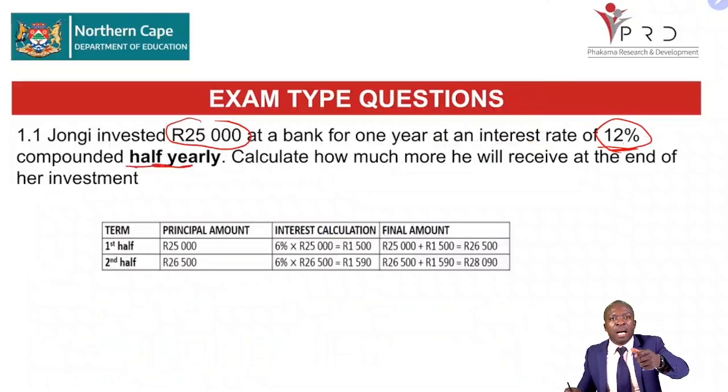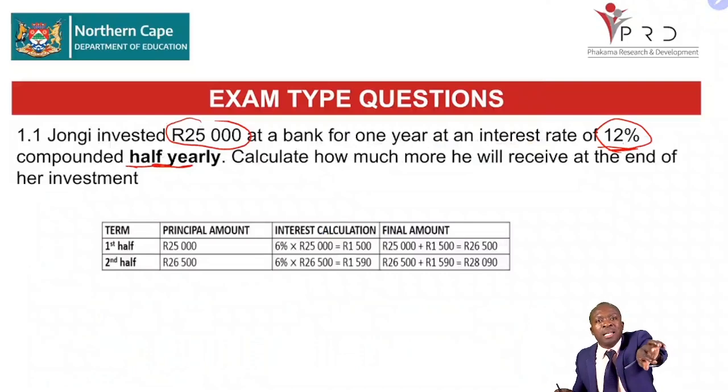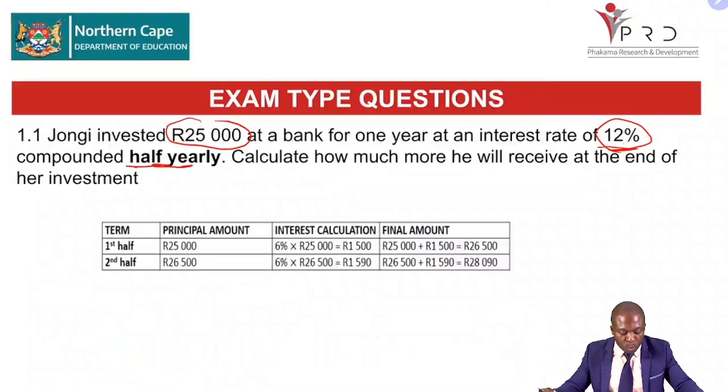If it is half yearly, how many times are we going to get the interest rate in the year? Yeah, no, that learner there in the middle. Yes, twice. We are going to get it 2 times. So look at what I have done here.